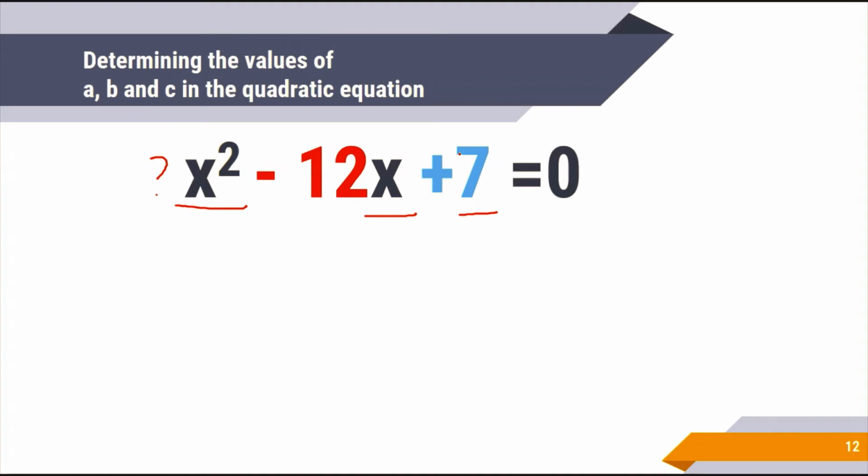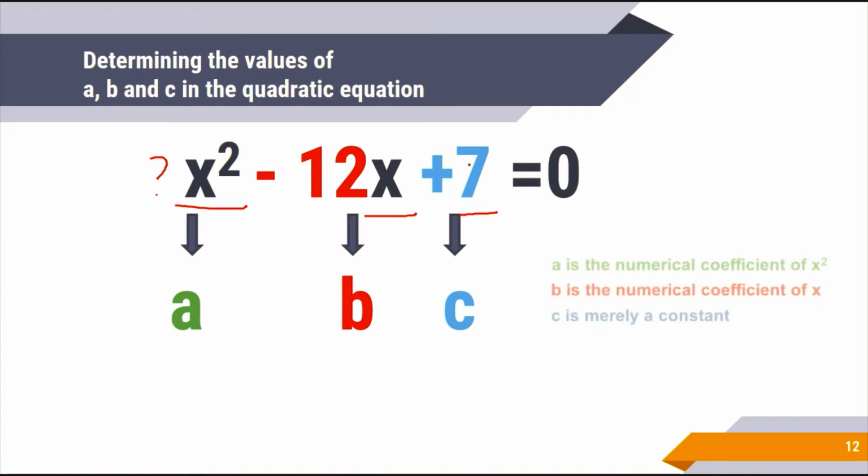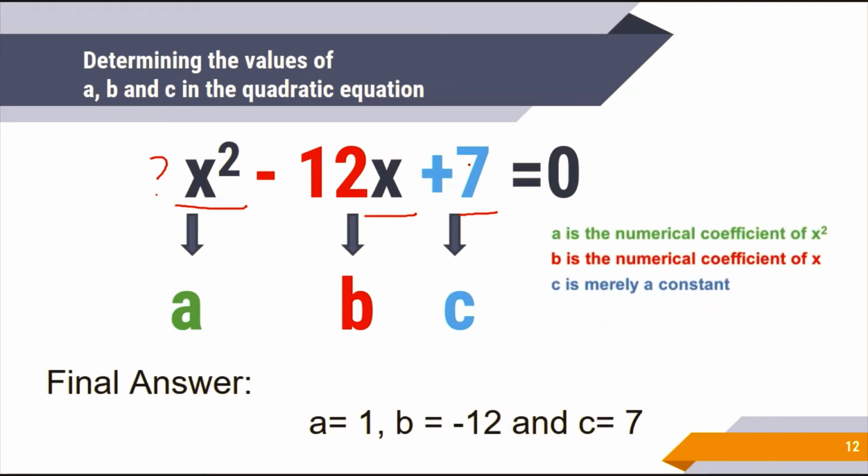Okay, so to know the sign of the constant term, you always look on the operation before that number. If we have plus and 7, we will use 7 as the positive. So, A is equal to 1, B is equal to negative 12, and C is equal to 7.